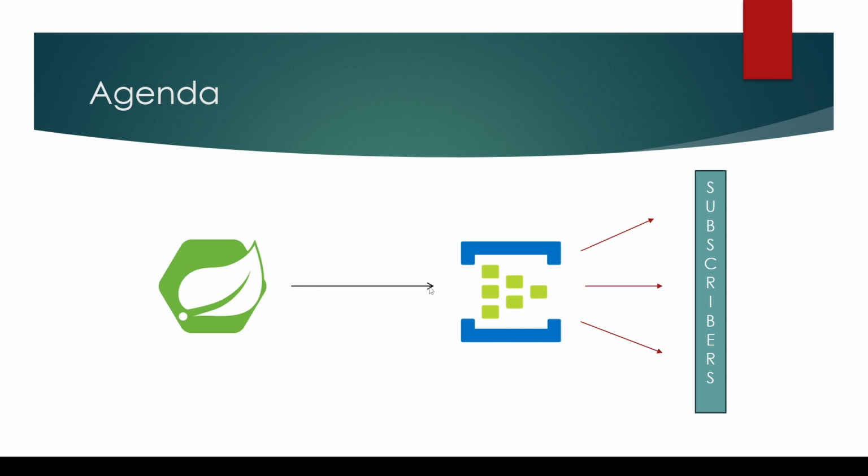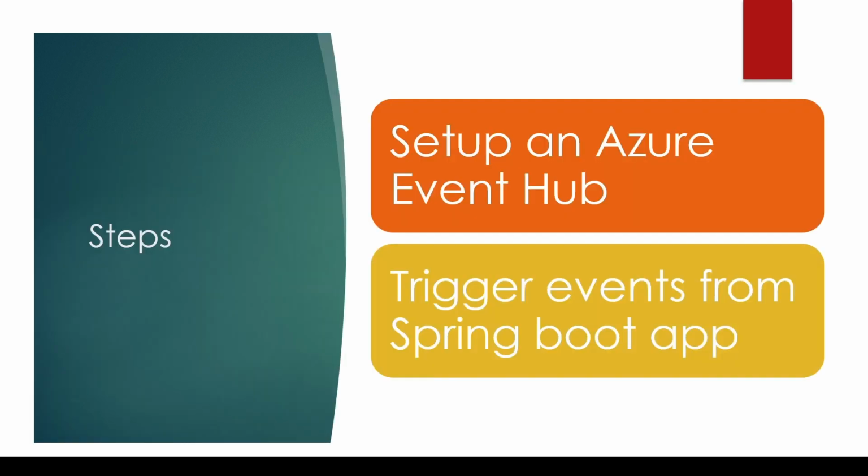So we have an existing service, and we will add the support of Azure Event Hubs. Then using that capability, we will send some notifications to Event Hub. And in one of the future videos, we will develop the consumer to read those events. So what are the steps? We will set up an Azure Event Hub, and then we will enhance the existing Spring Boot app to trigger the events. So let's get started.